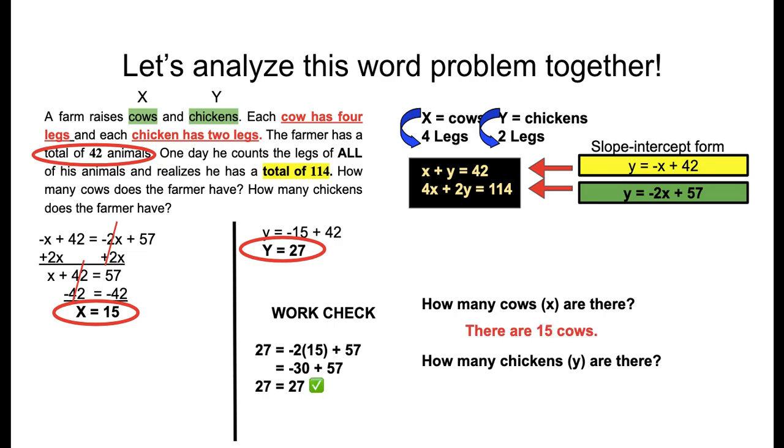So there are 15 cows and there are 27 chickens. And this is how we would take a word problem and analyze it and dissect it to find our system of equations as well as our solutions.